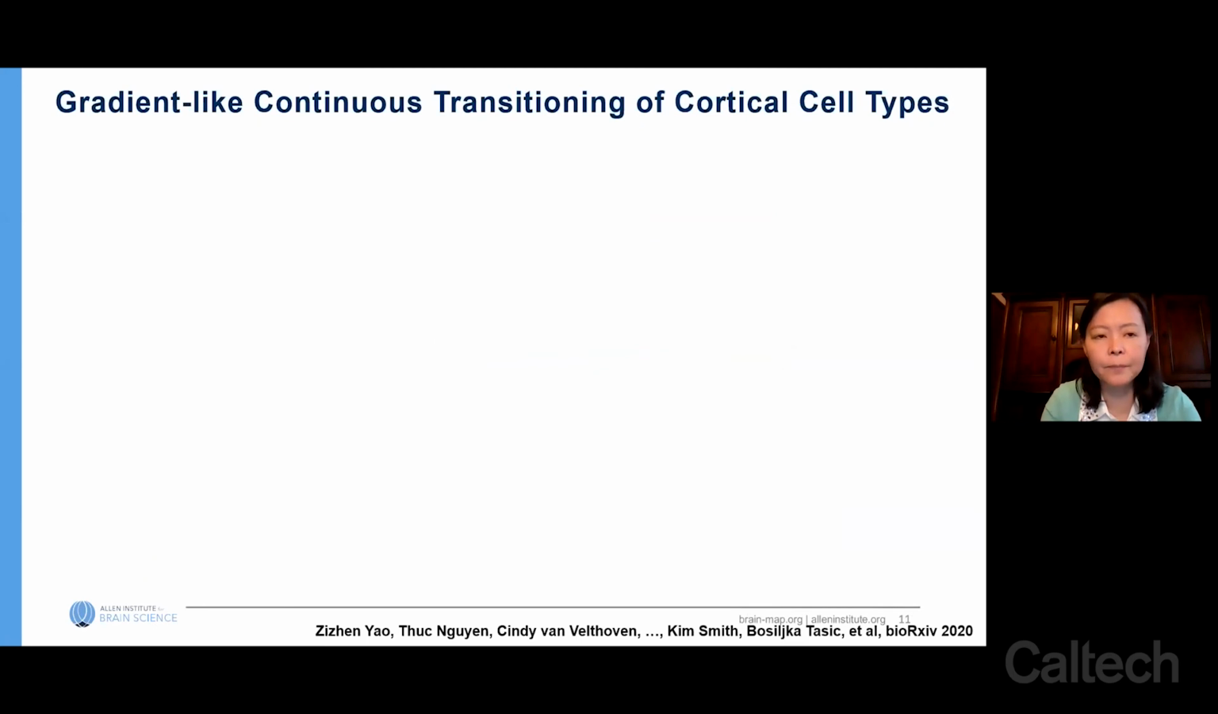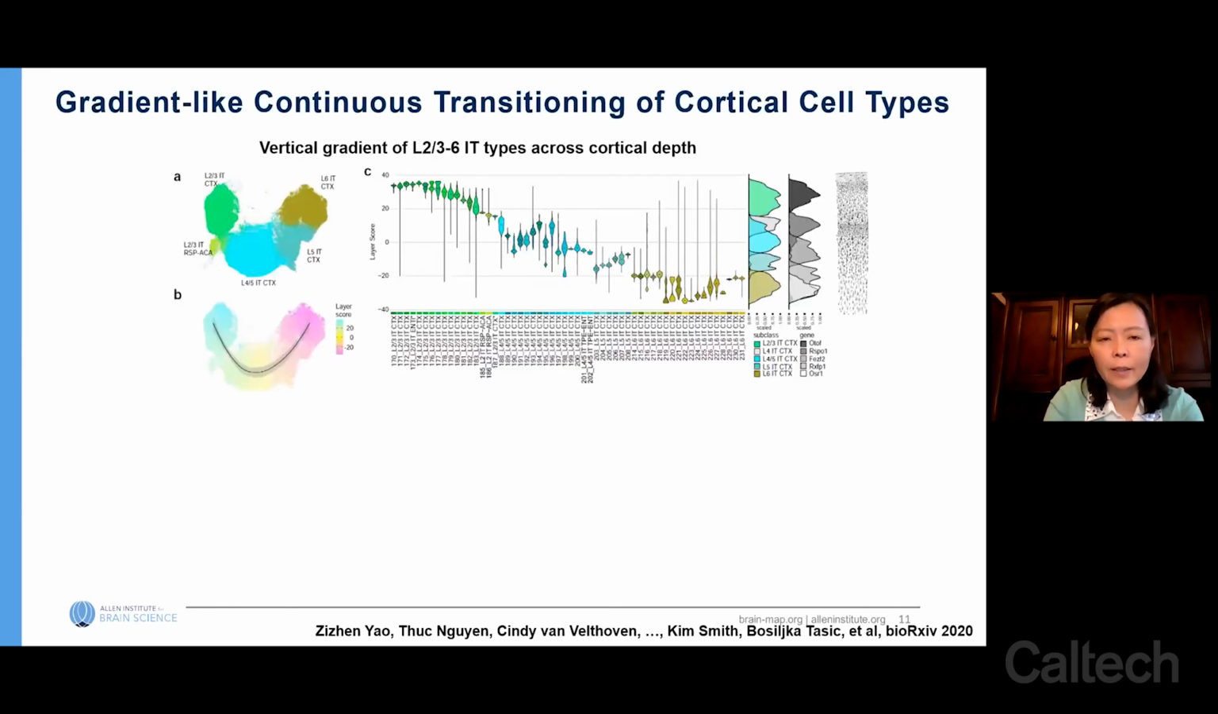Another major finding is that in addition to the many highly distinct cell types that we discovered, we also found large-scale gradients that are distributed in both cortex and hippocampus. First, the gradients are in multiple dimensions.